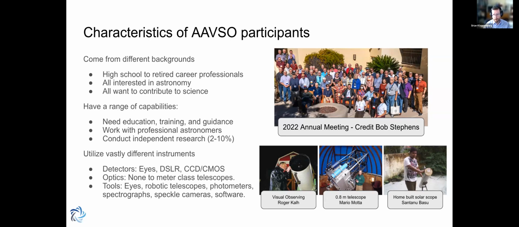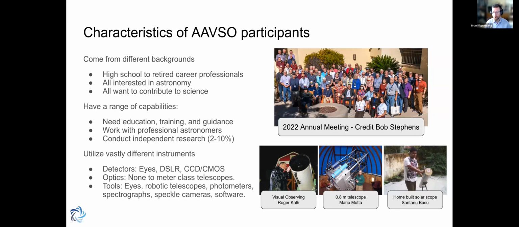You can see in the upper right-hand corner our picture of our last annual meeting. There were about 110 people in the room. About 10% of our members need some form of education, training, or guidance on how to conduct variable star observations. Then about 80% of our members are working directly with professional astronomers to conduct scientific research. And somewhere between 2 to 10% are conducting their own independent research.